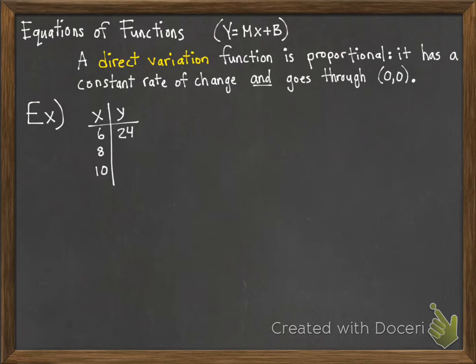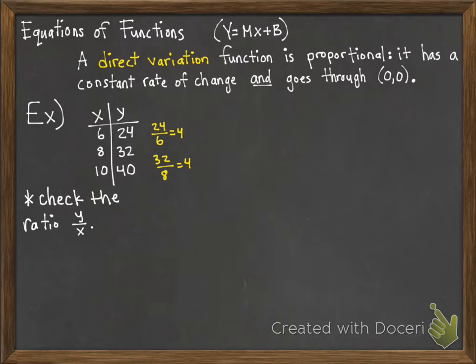Here's an example. If we have a table with these points, (6, 24), (8, 32), and (10, 40), we can first check to see if it's a direct variation by finding the ratio of each point. In other words, we're going to look at y divided by x. So if we take 24 divided by 6, we get 4. Then we take 32 divided by 8 and also get 4. The last point, we divide 40 by 10 and get 4.